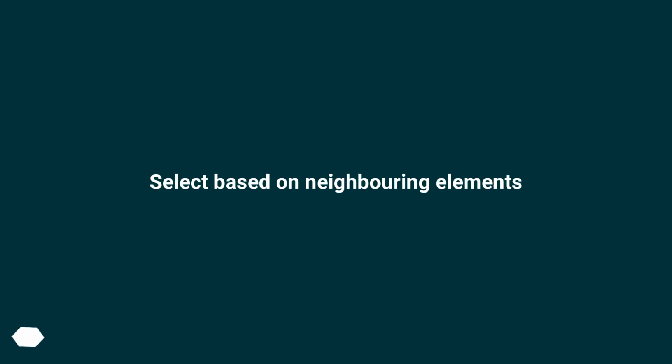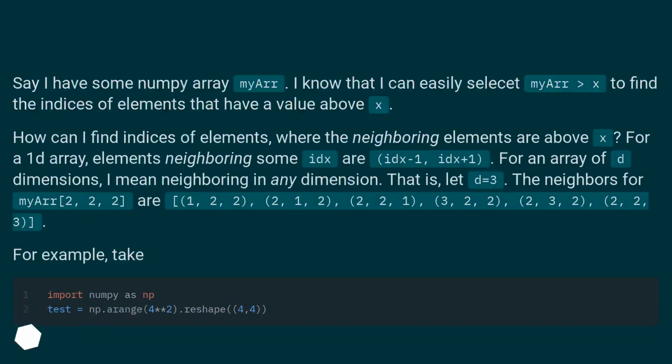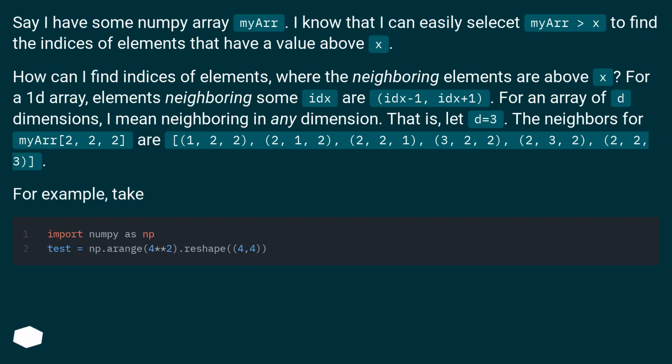Select based on neighboring elements. Say I have some numpy array arr. I know that I can easily do arr > x to find the indices of elements that have a value above x. How can I find indices of elements where the neighboring elements are above x?